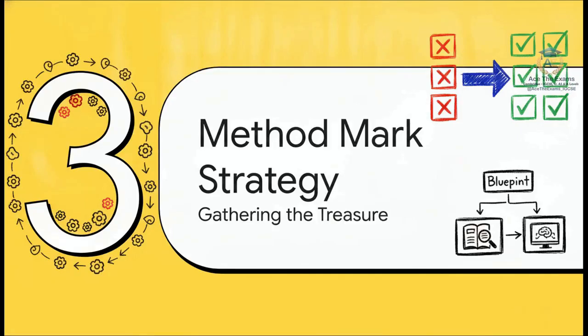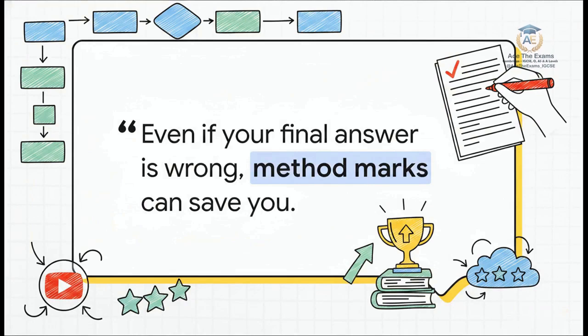Section 3, let's talk about the method mark strategy. This is where you gather the treasure, even when things go slightly wrong. I need you to read this direct quote from a principal examiner alert because it is your absolute ultimate safety net. Quote, "Students lose marks by not showing working. Even if your final answer is wrong, method marks can save you." End quote. Let that sink in.